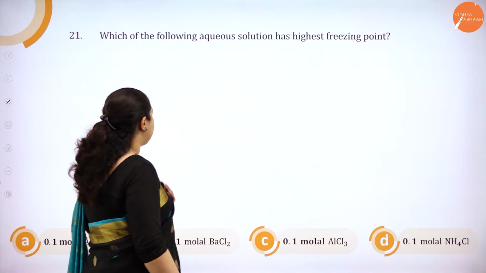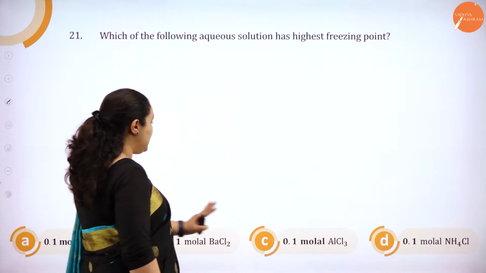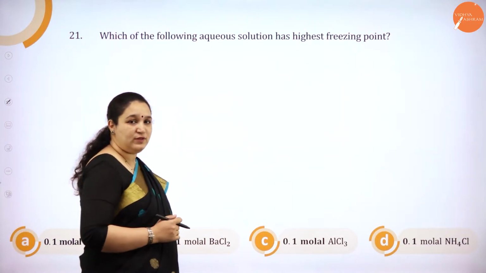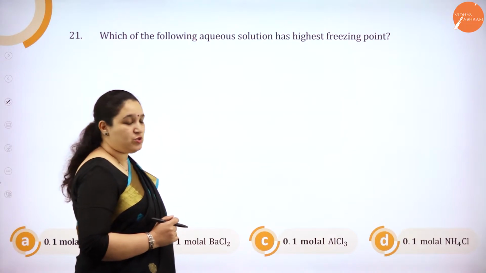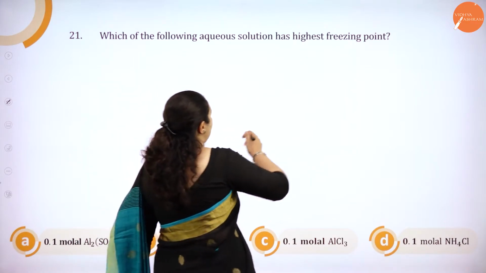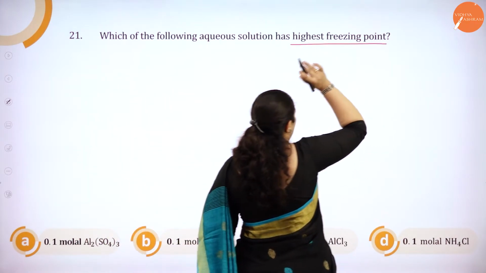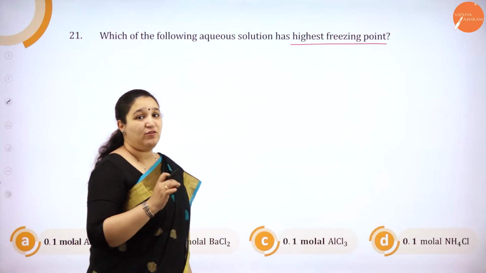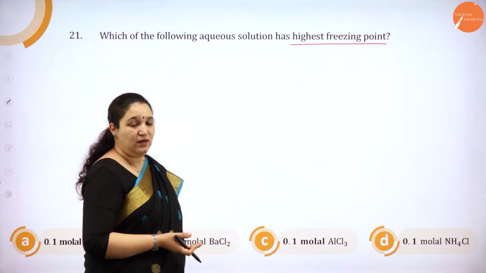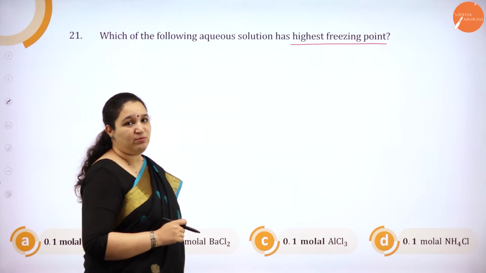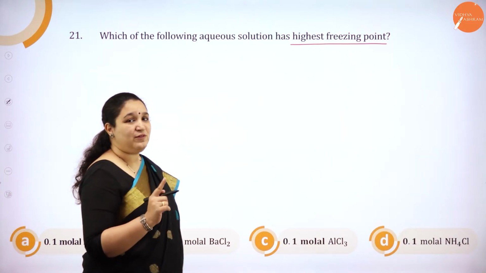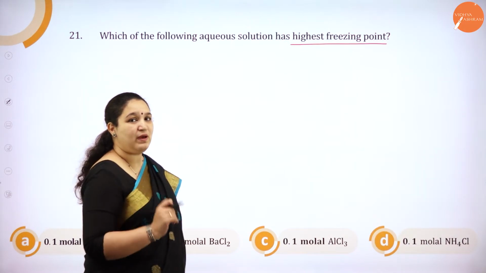So here, if you observe the options, the molality is the same for all of the aqueous solutions which they have given, but they are asking you which solution has the highest freezing point. As the number of particles goes on increasing, there is depression in freezing point, correct? Read the question very clearly. Highest freezing point means should the particles be more or less?